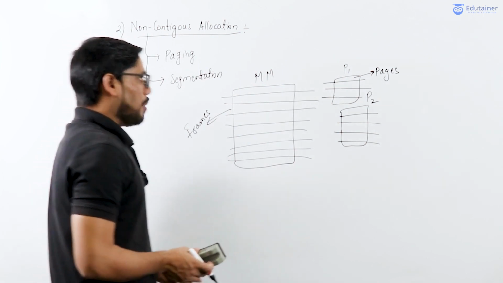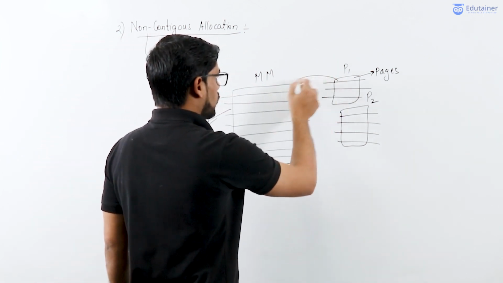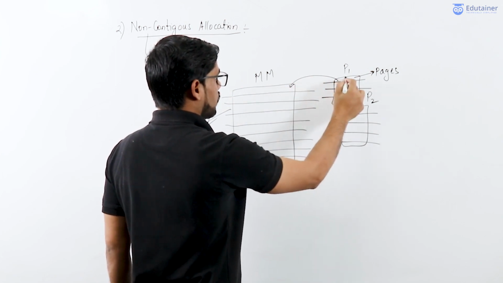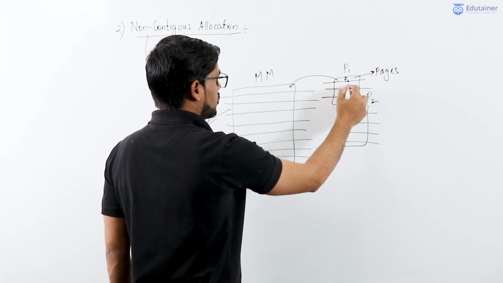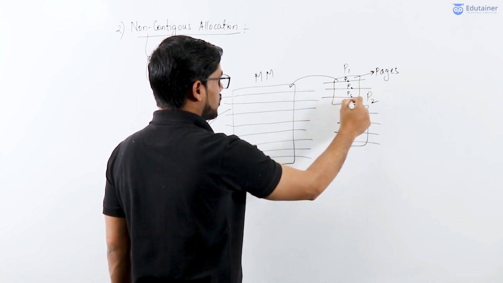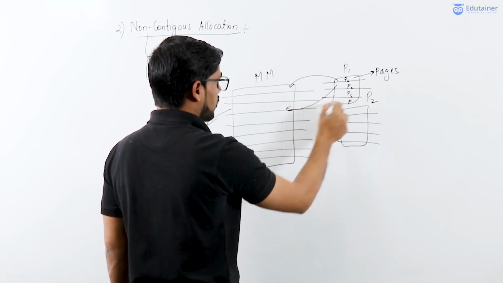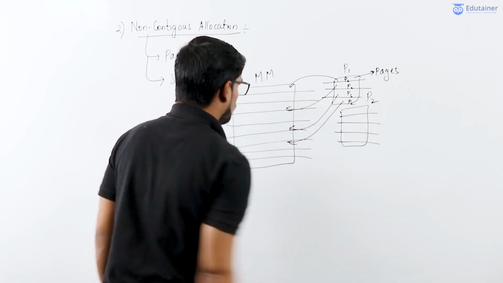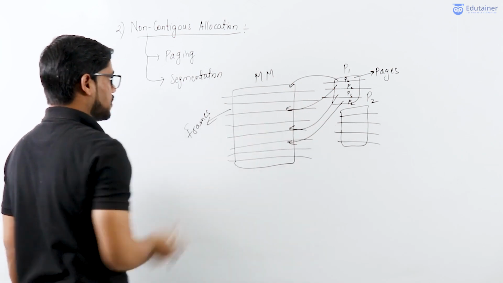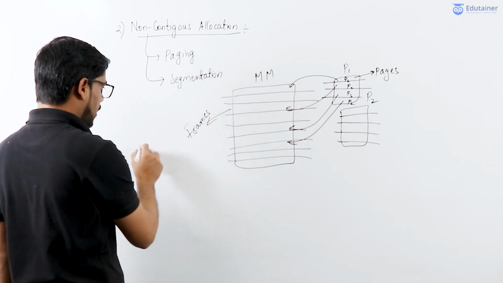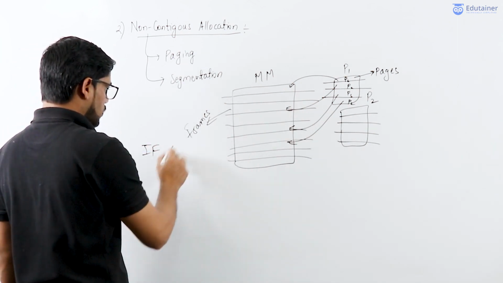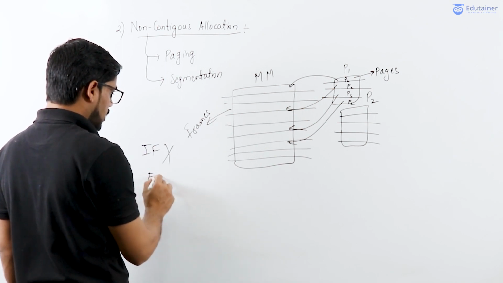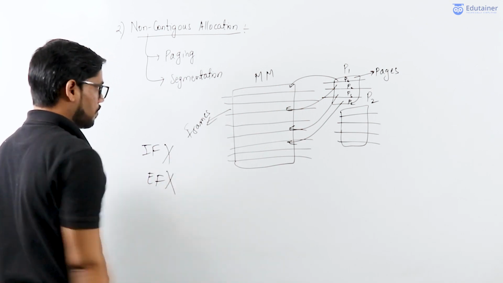Based on this, let's say you put page 1 of process P1, page 2, page 3 and page 4 in random parts of the main memory. So what happened due to this particular concept? Internal fragmentation does not occur, and external fragmentation also does not occur.